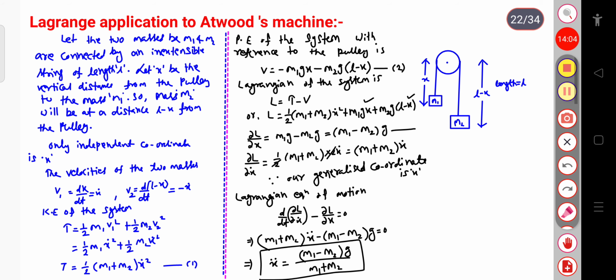So this is all about the Lagrangian application to the Atwood's machine.